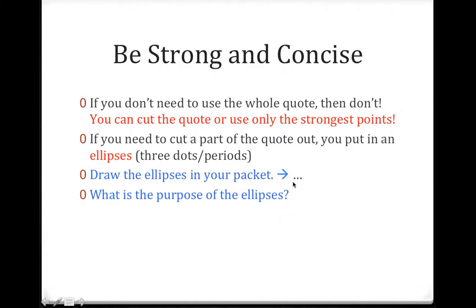Go ahead right now and draw the ellipses on your paper. And then I want you to write down what the purpose of the ellipses is. Go ahead and write that down. You're just going to be restating what you see right here. An ellipses is so that you can cut part of a quote out. It shows your reader that you have cut out part of the quote.